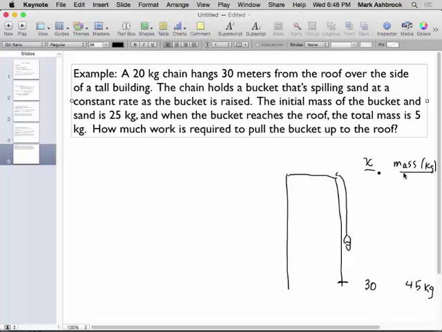And then when we get up to 0, what's the total? This is the total mass, chain, bucket, and sand. How much for the chain, when I get to the top? 0, right? We got all the chain to the top. And the only thing that's left at the very top is the bucket, and if there's any sand left, but they said that total is 5. So just before you get to the top, you're pulling up that last little bit. You're pulling on a mass of 5 kilograms.